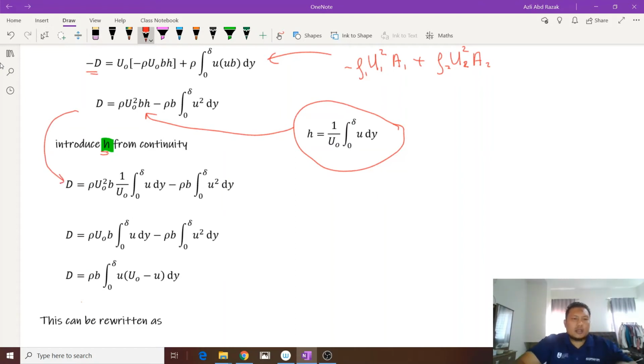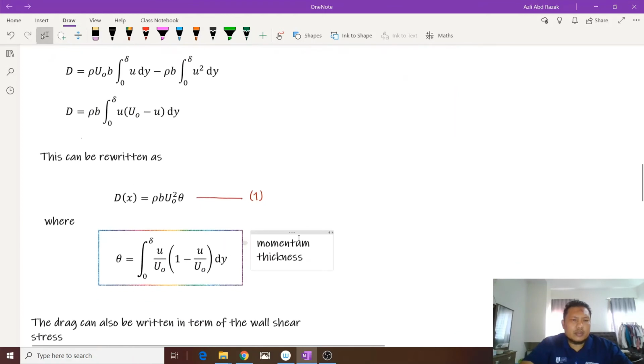So now the d equals rho u naught squared b times 1 over u naught integral 0 to delta u dy, minus rho b integral 0 to delta u squared dy. So we try to solve this one first. When we look at this, we can see that we can factorize or simplify this equation. Now we have d equals rho b integration from 0 to delta u naught u multiplied by u naught minus u dy.